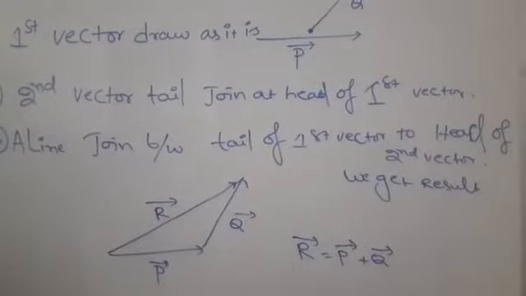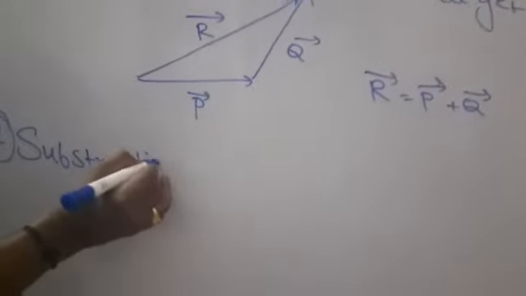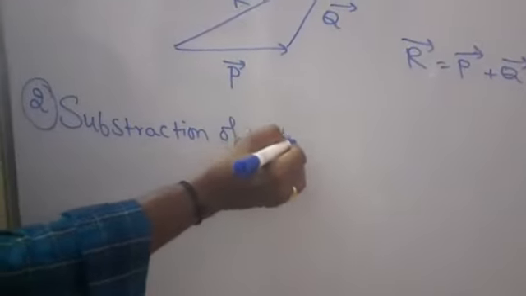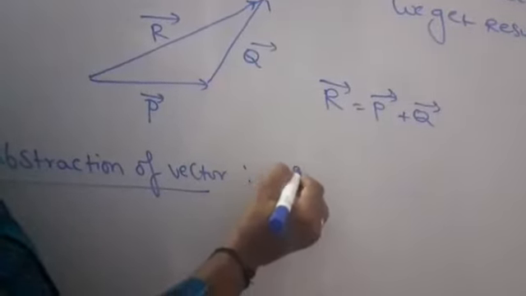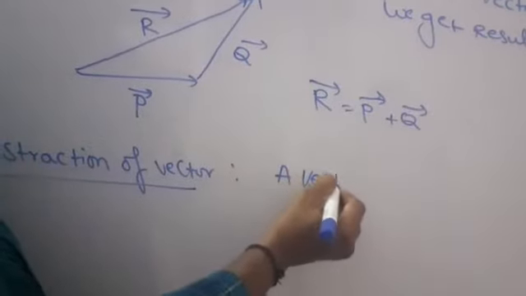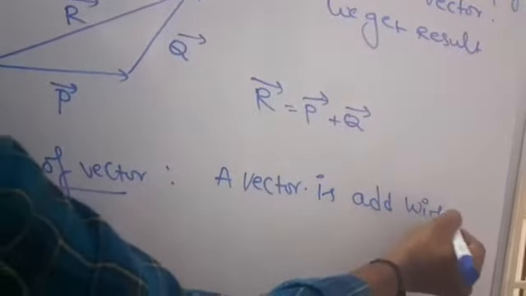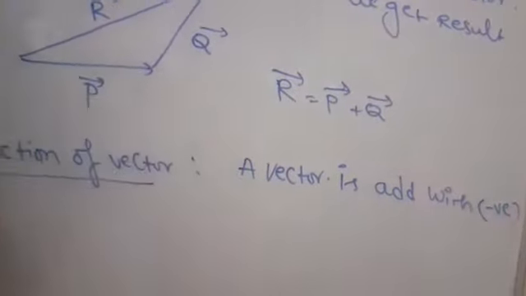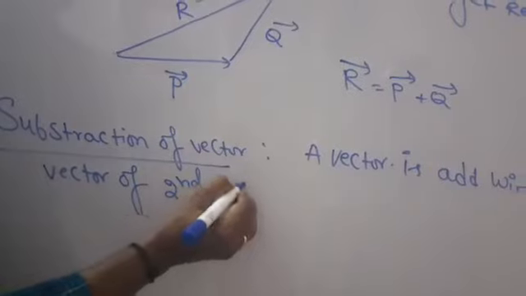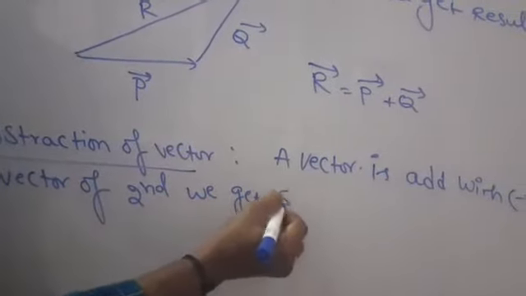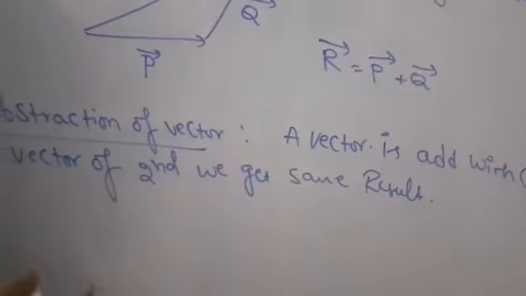This is the addition method. Next one, subtraction of vectors. Subtraction of vectors means a vector is added with the negative vector of the second one. We get the same kind of result. So this is called subtraction.